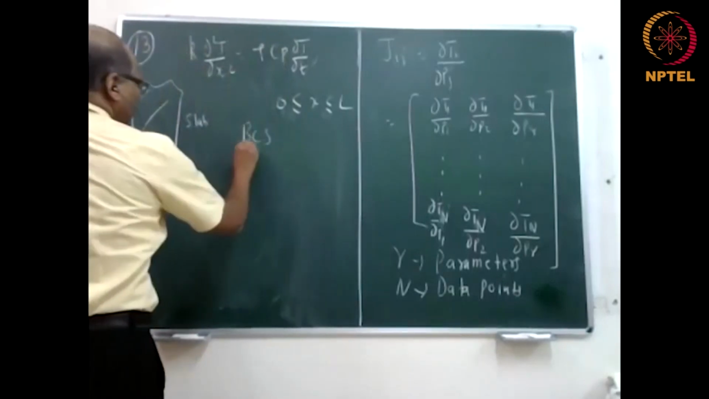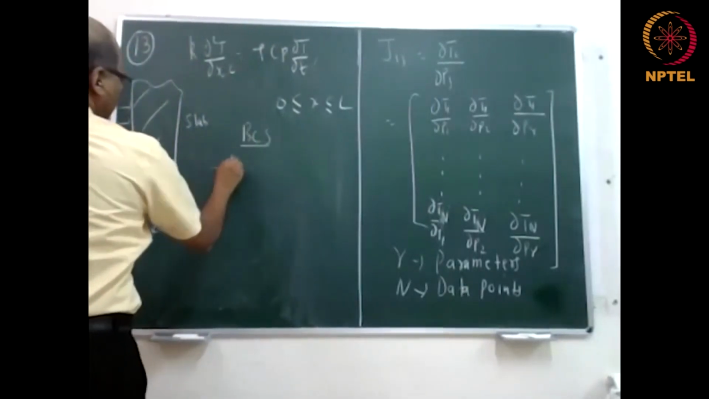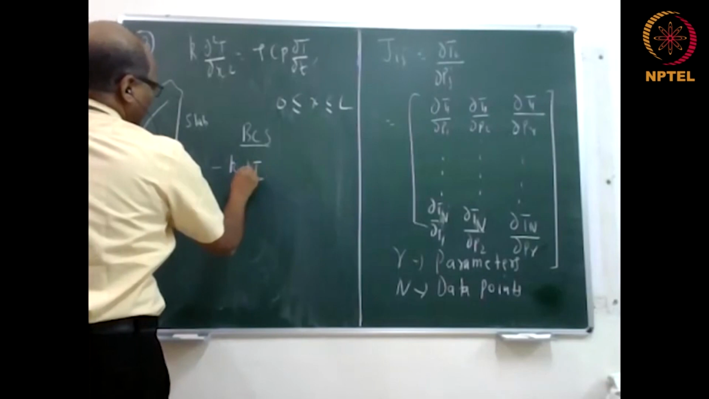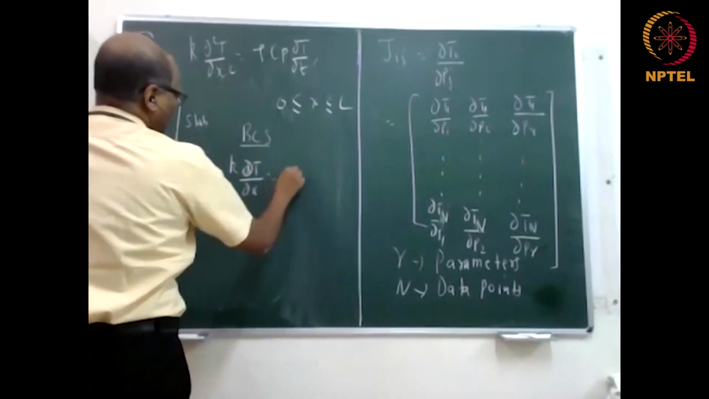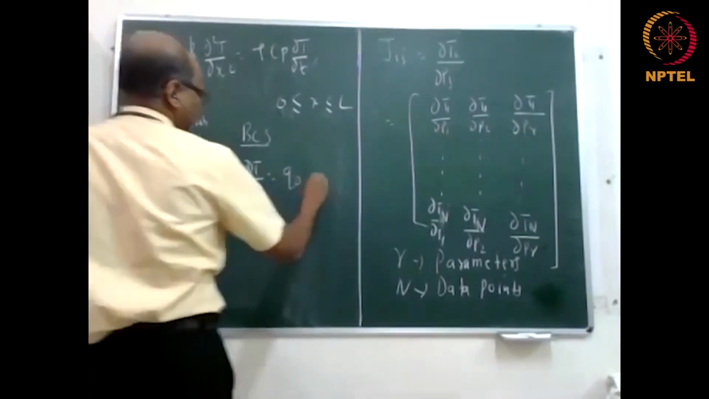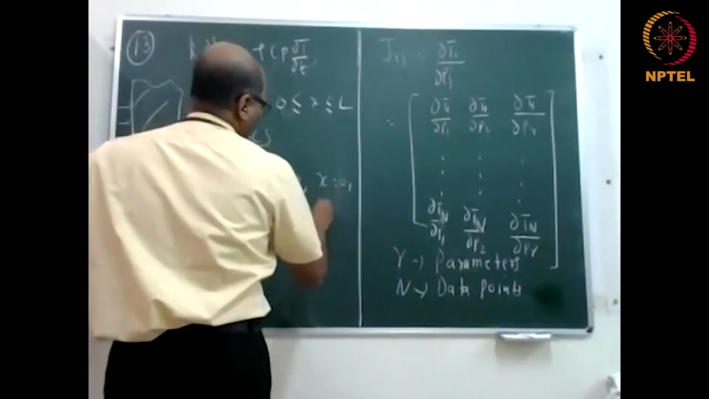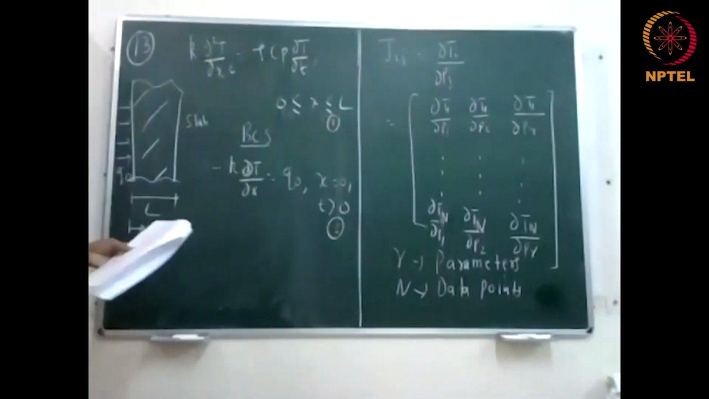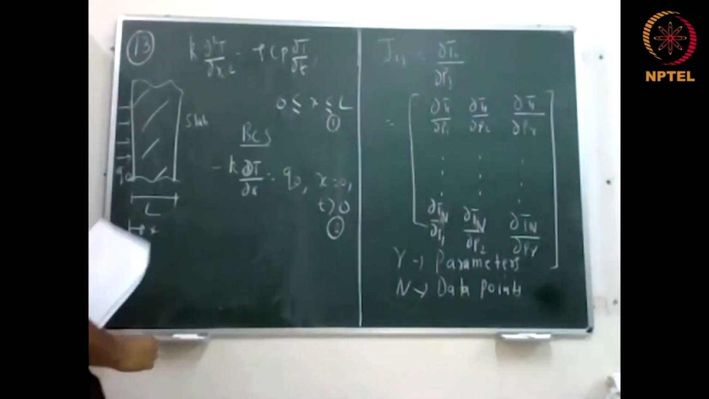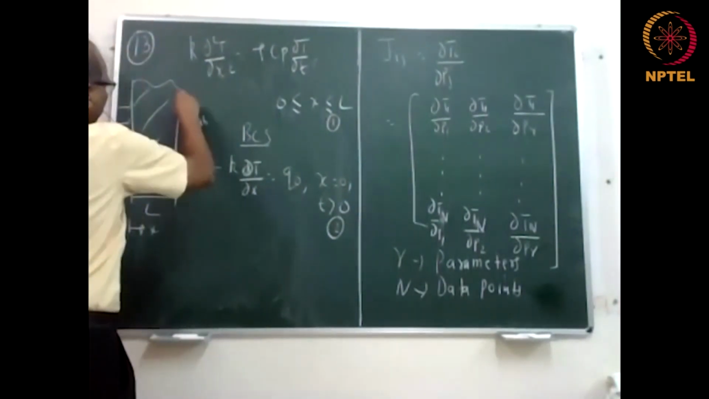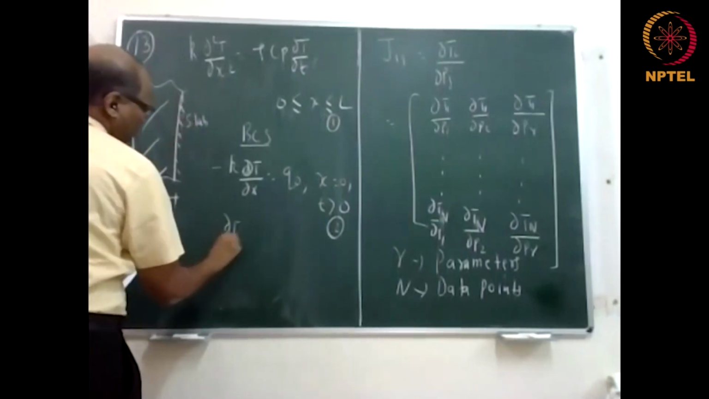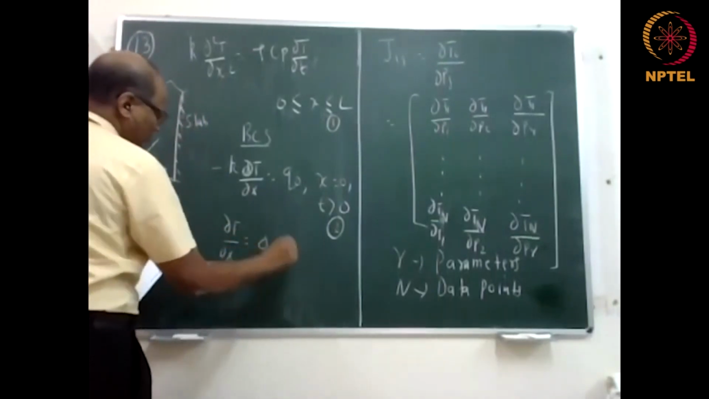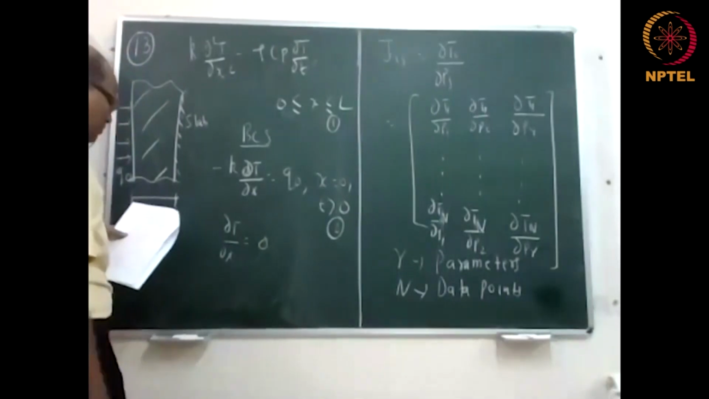Boundary conditions: minus k dou T by dou x equal to q naught at x equal to 0 and time greater than 0. This is equation 1. This is equation 2. Then I'm insulating the other side, so that I don't allow a steady state solution for the problem.